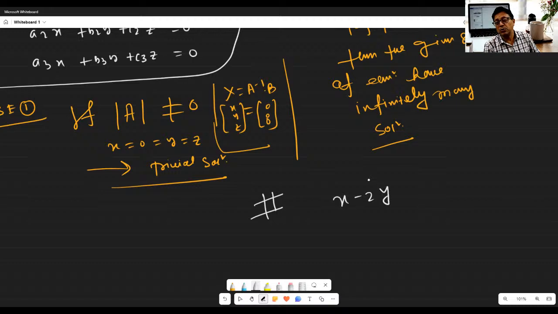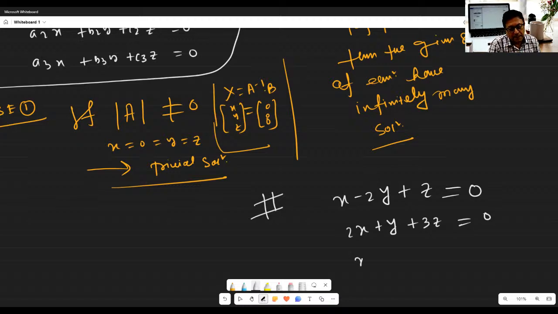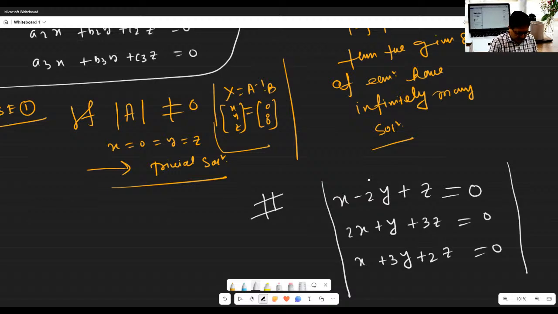So write x minus 2y plus z equal to 0, 2x plus y plus 3z equal to 0, and x plus 3y plus 2z equal to 0. Let us solve it step by step. Actually, if it has two variables only, that case you have done in class 10, isn't it? Two lines may be coincident or parallel. Parallel means no solution. If parallel, for example x plus 2y equal to 5 and x plus 2y equal to 7, they are definitely parallel. So in that case, no solution exists.